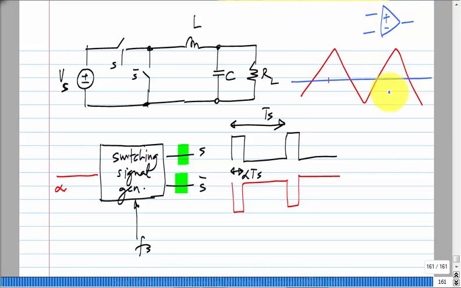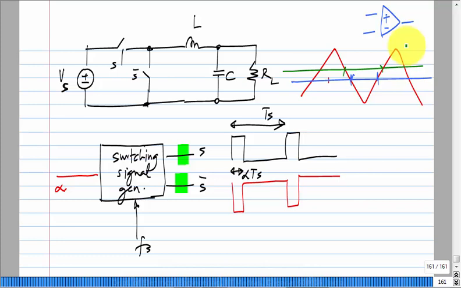So now you can see, assuming that it's a symmetrical triangle, the duty ratio that you get is related to the DC voltage and the peak to peak value of the triangular wave. Because if I have a larger DC voltage, it is more than the triangular wave for a larger fraction of the period. Is it okay? This is how you have built it. Well, let's not worry about the details.